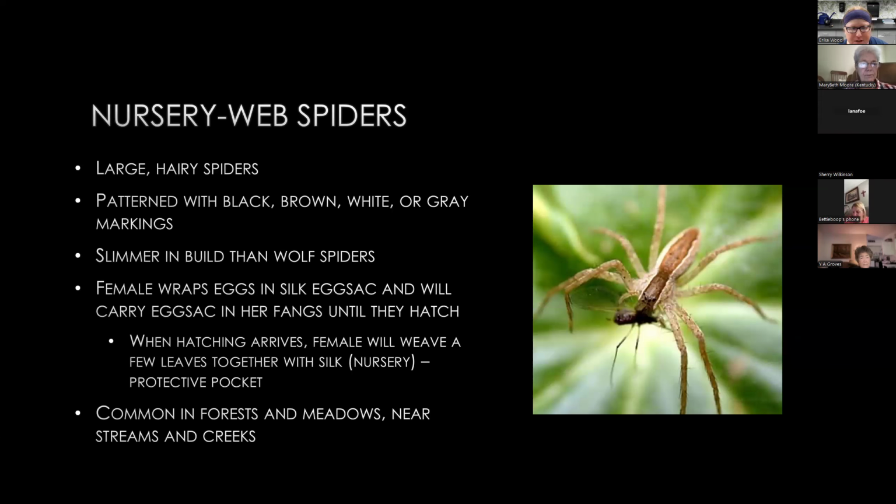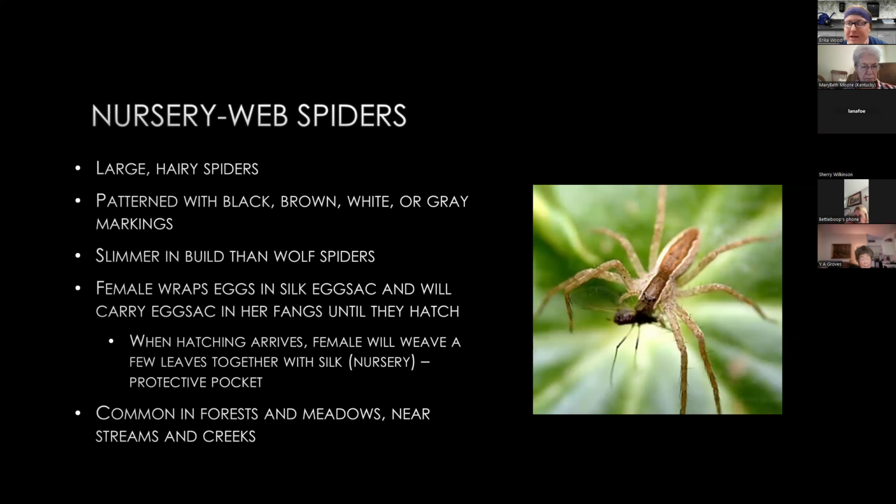These are going to stay more outside. They are found more in our woods. They especially prefer to be near water, near streams and creeks, is where you may come across them. The females are going to wrap their eggs in a silk egg sac. And this is one of the more unique spiders, where she is going to actually carry this egg sac in her fangs, not on her body, actually in her mouth, if you will, until they hatch.